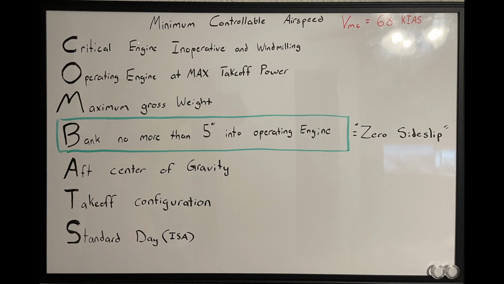VMC, under these circumstances, critical engine inoperative and windmilling, operating engine at max takeoff power, at max gross weight, banking no more than 5 degrees into the operating engine, with an aft center of gravity in the takeoff configuration on a standard day, will be 68 knots. The one we're going to be focusing on today is bank no more than 5 degrees into the operating engine. We call this zero side slip technique.